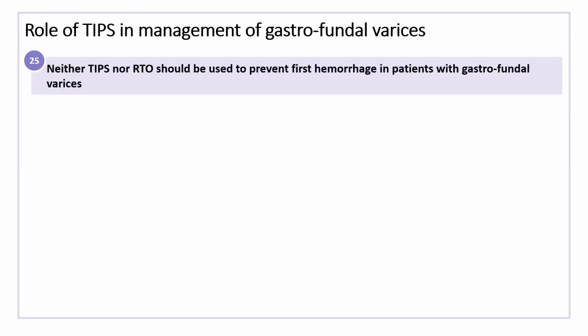And many studies, especially studies that come out of Japan, who are leaders in the development of these technologies, mix these patients. They mix the never-bled and bled patients, which is just wrong on multiple fronts. But I didn't write those studies, I was given the task to interpret them. The bottom line is that there is no robust evidence for TIPS or RTO or, for that matter, endoscopic therapy to prevent first hemorrhage in patients with gastrofundal varices.